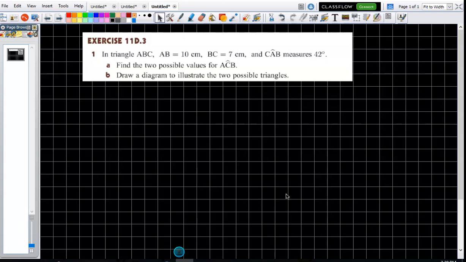You're talking. So, a triangle ABC. AB is 10, BC is 7, CAB is 42. Hell's bells. All right, so we've got AB. I'm just going to draw 10.